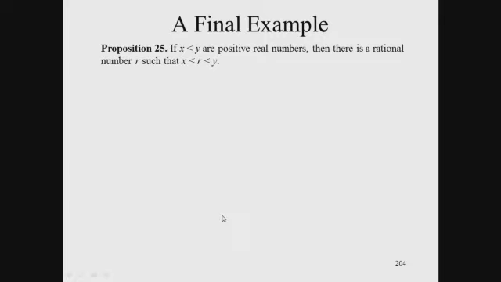Let's take a look at the proposition that we want to prove. If x is less than y are positive real numbers, then there is a rational number r such that r is between x and y. Before I show you the proof, I urge you to learn to stop for a moment and think about what propositions are saying. What is this proposition telling you in words? That for any two numbers, there's always a number in between them. If we have two different positive real numbers, x less than y, no matter how close they are together, we can always squeeze in a rational number between x and y.